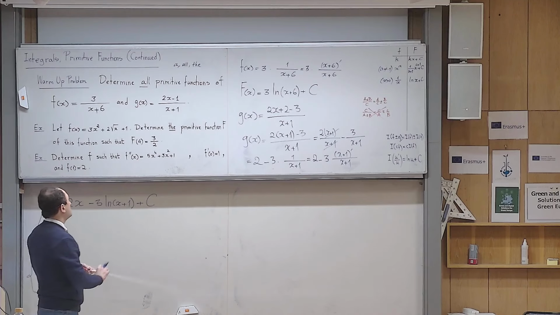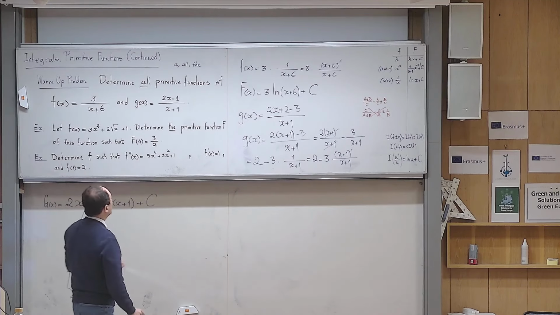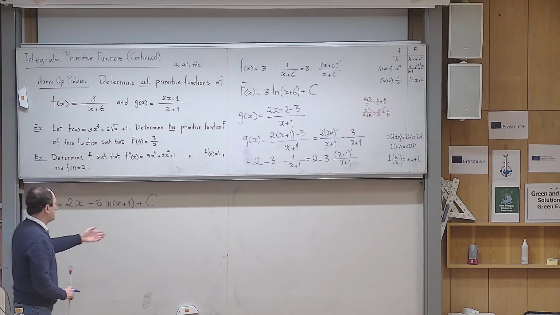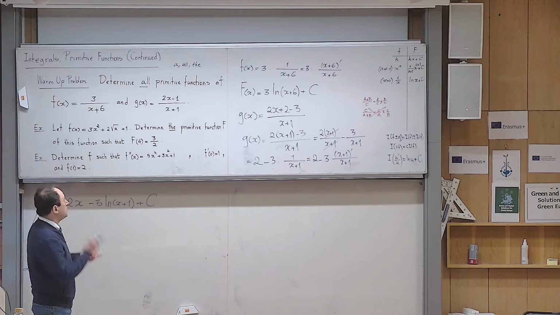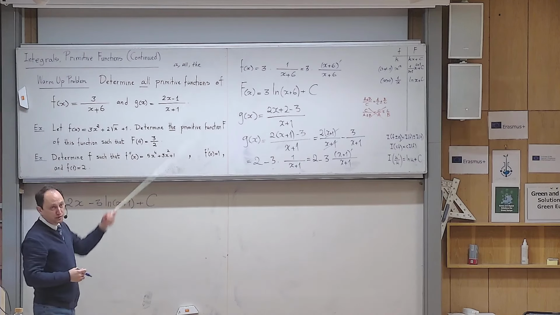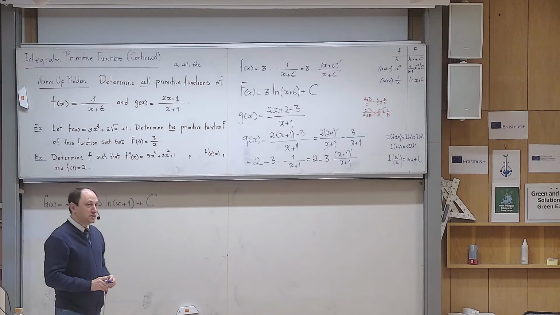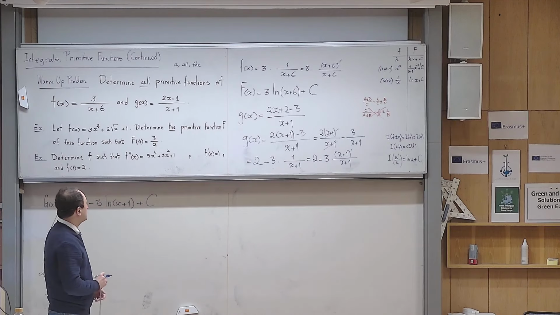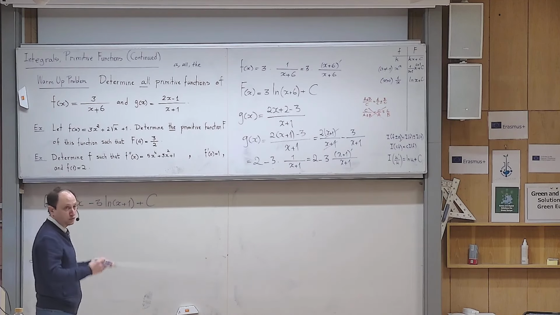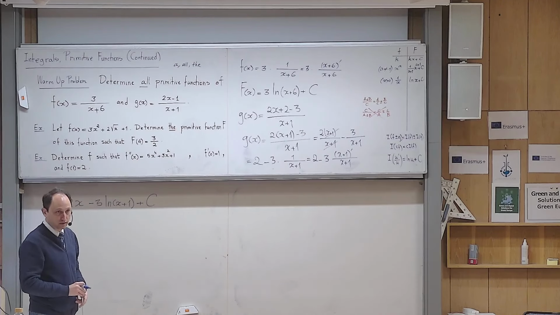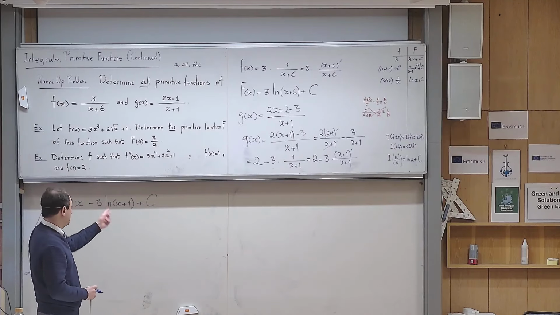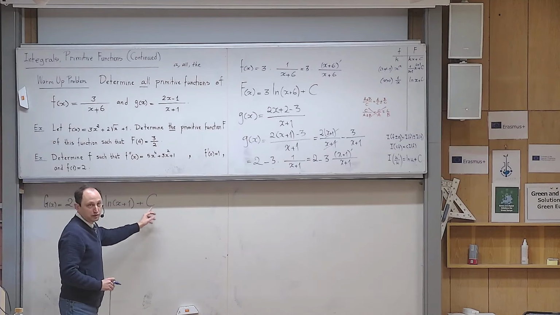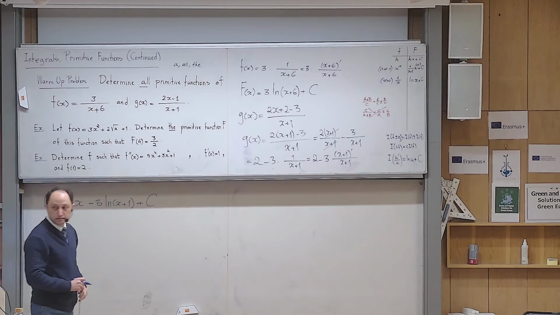Sometimes they ask you about finding all primitive functions, so you have to show respect and put this capital C at the end. Sometimes they ask you to find the primitive function. If they ask you to find the primitive function, they have to provide you with extra pieces of information so that you can use that piece of information to determine the exact value of this constant C. Yes?